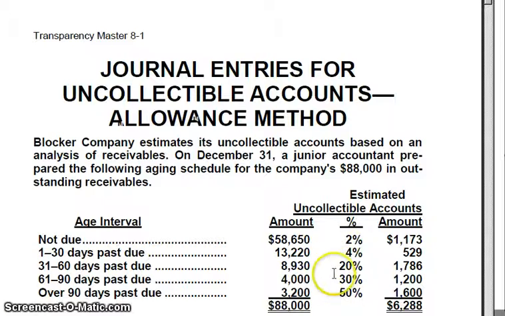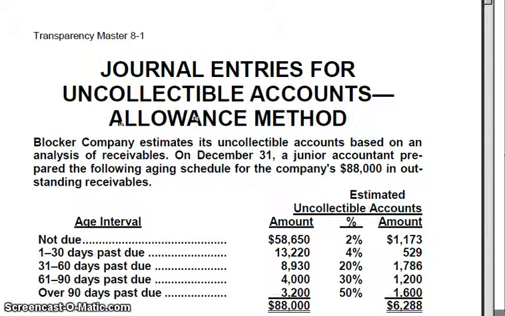Now, as you can see, the percentages are getting higher because the chances of you not getting paid when you have a receivable that is more than 3 months old is getting pretty high, which is where you come out with your total amount of accounts receivable in this problem is $88,000. And you're estimating of that $88,000, $6,288 worth of receivables are not going to get paid.